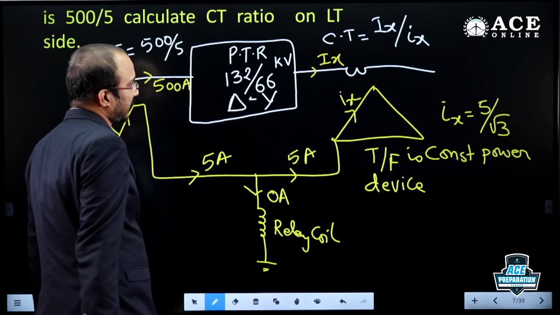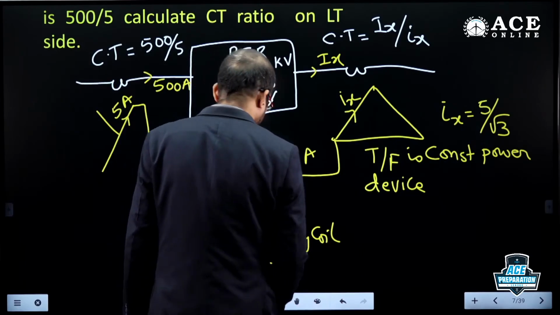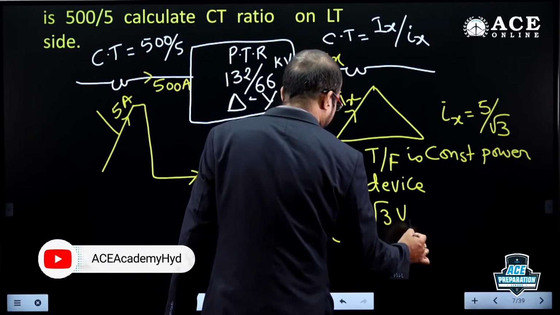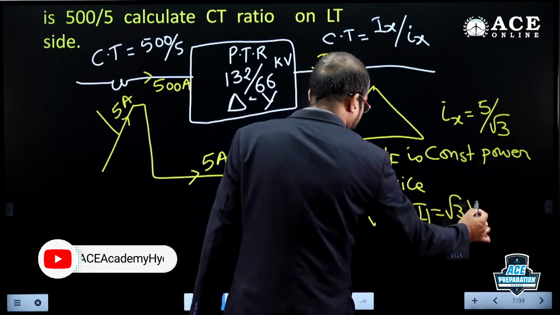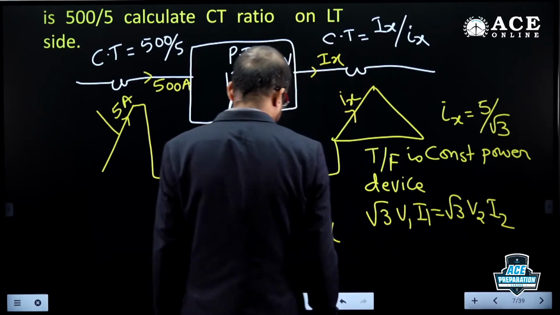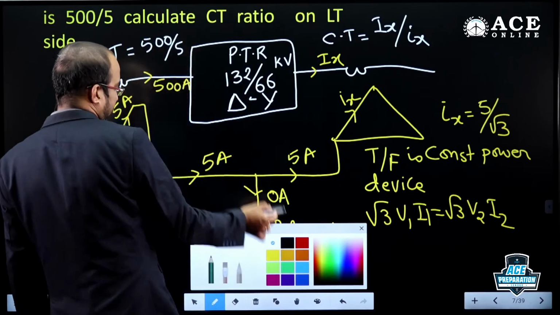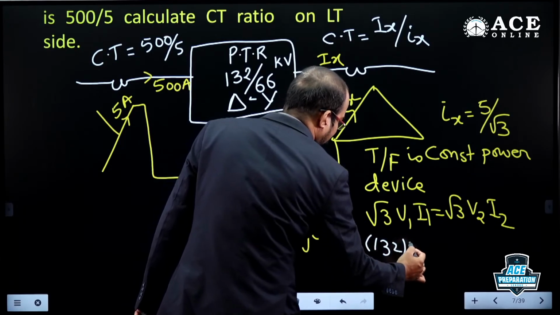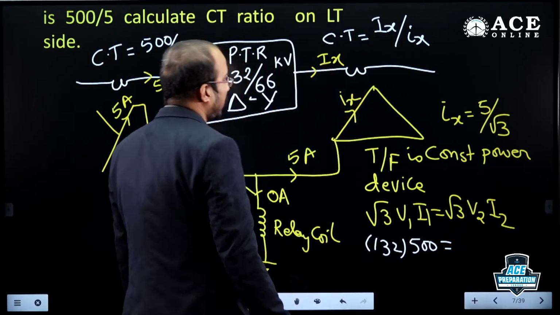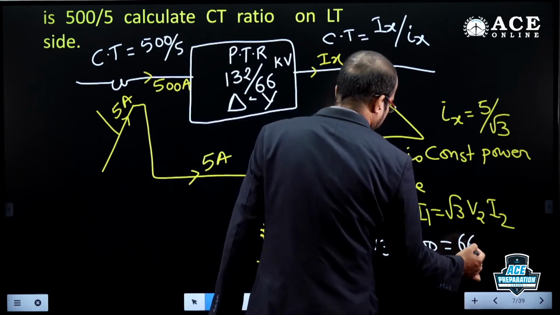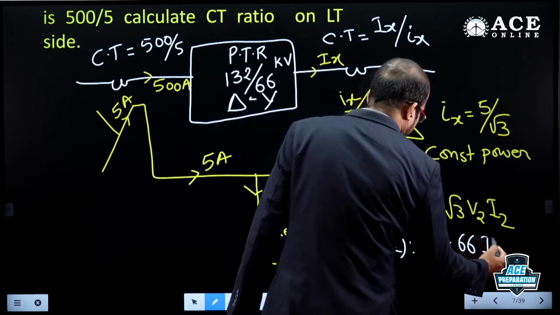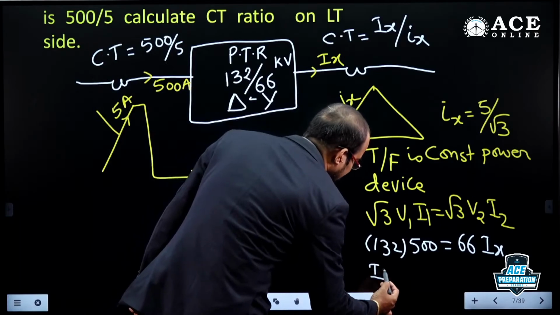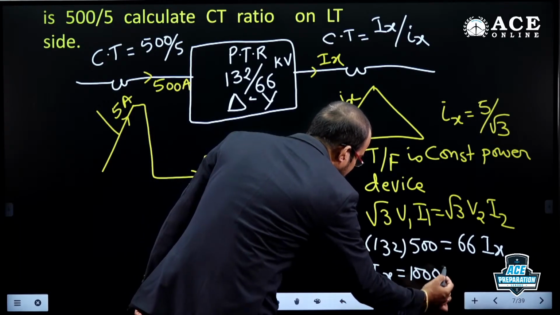Now how can you calculate that? If it is a constant power device, root 3 times V1 I1 must be equal to root 3 times V2 into I2. Root 3 gets cancelled out. Here V1 is 132 and I1 is 500, so 132 into 500 is equal to V2, which is 66, into I2, which is nothing but capital Ix. So our target is capital Ix, and its value is 1000 amperes.